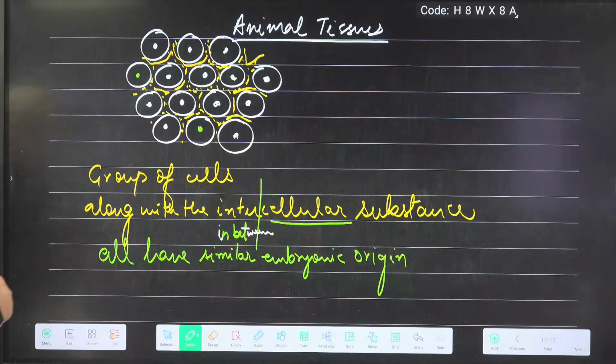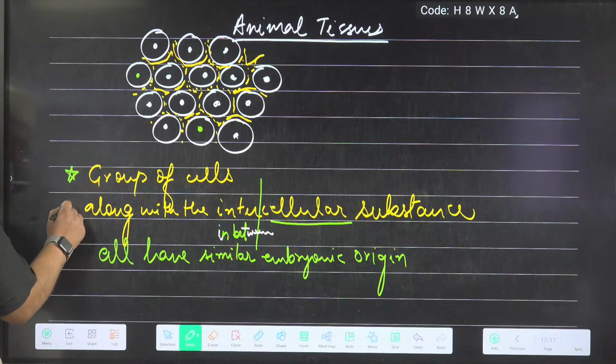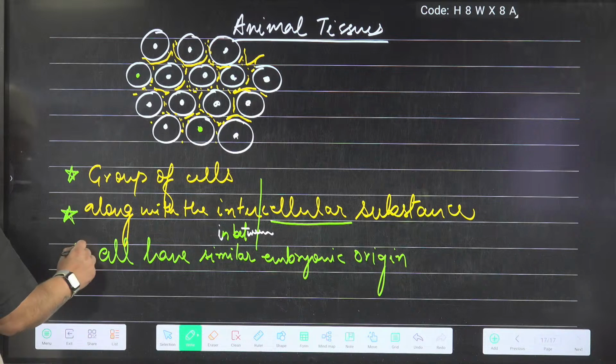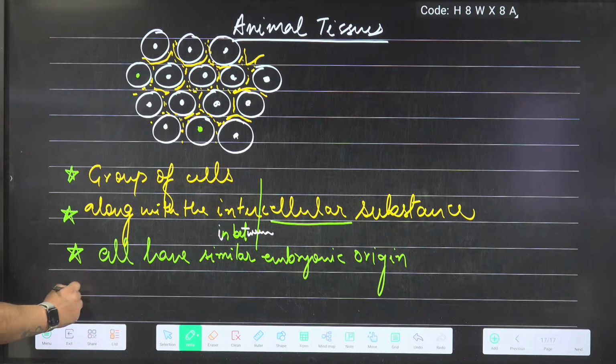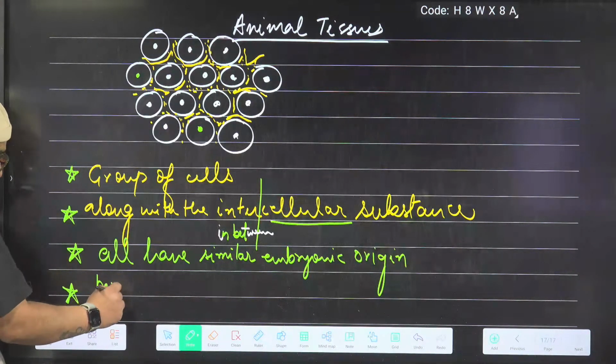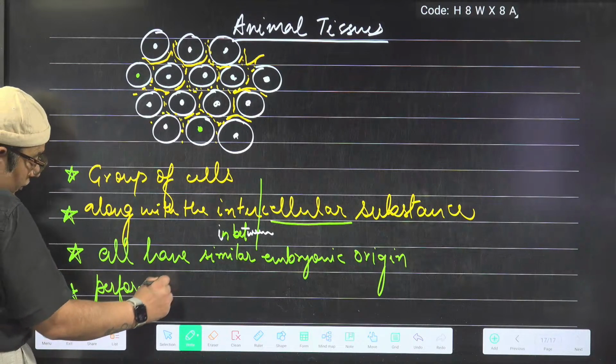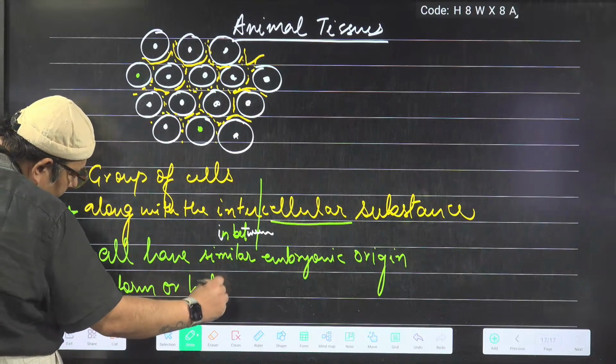So the one point is a group of cells. Second point is along with the intercellular substances, all have the similar embryonic origin and all perform or help to perform.